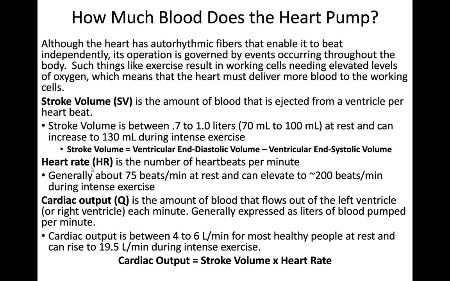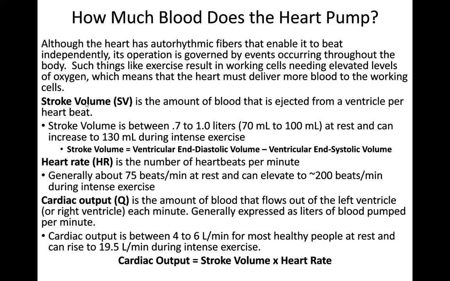If you take heart rate and multiply it by stroke volume, that gives you cardiac output, which is the amount of blood that flows out of the left ventricle, or you could say right ventricle, each minute. So it's the amount as a factor of time. We generally express it in liters per minute, or liters of blood pumped per minute. That's what L/MIN is short for. It's roughly 4 to 6 liters per minute at rest for healthy people, but can rise to around 19.5 liters per minute during intense exercise.